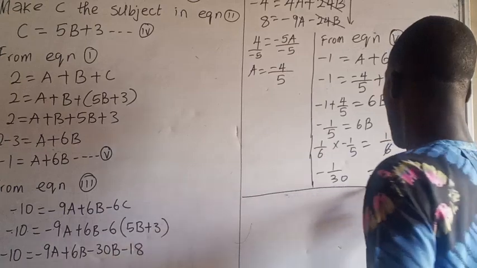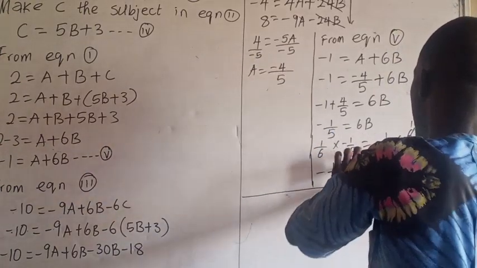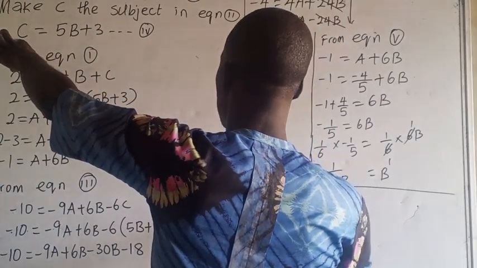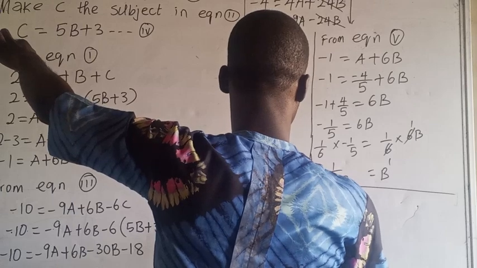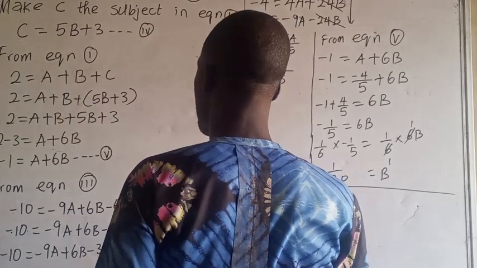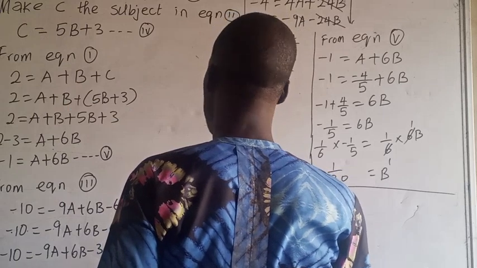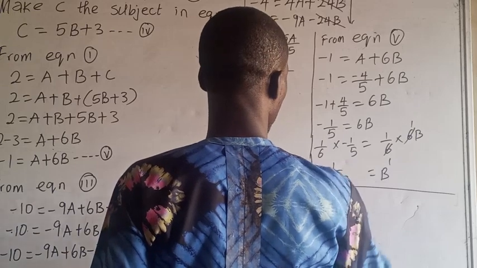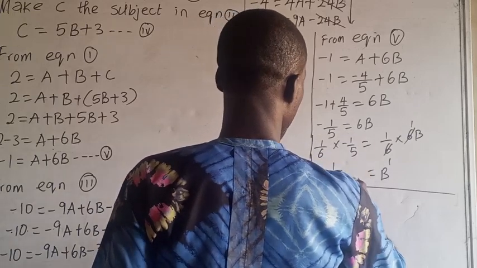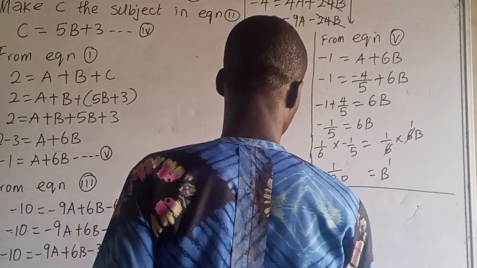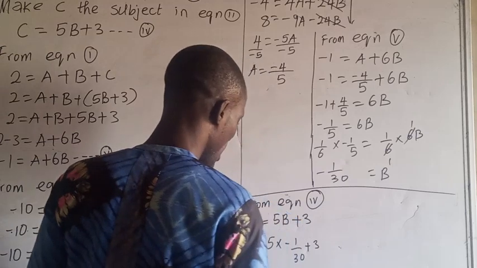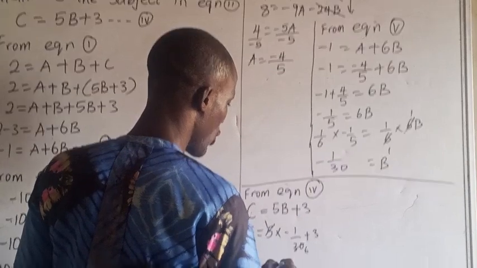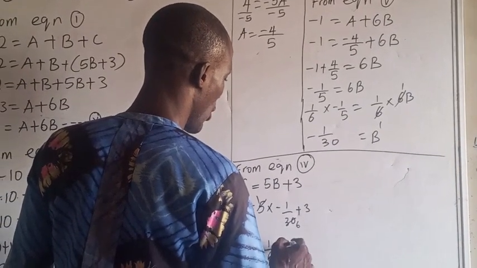Now, my a is this, my b is this. Remember that our c, that's from equation 4, which talks about c. C equals 5b plus 3. Now c equals 5 times, what did we get for b? We got minus 1 over 30. Minus 1 over 30 plus 3. So c equals 5 here 1, 5 here 6. We are having minus 1 over 6 plus 3.